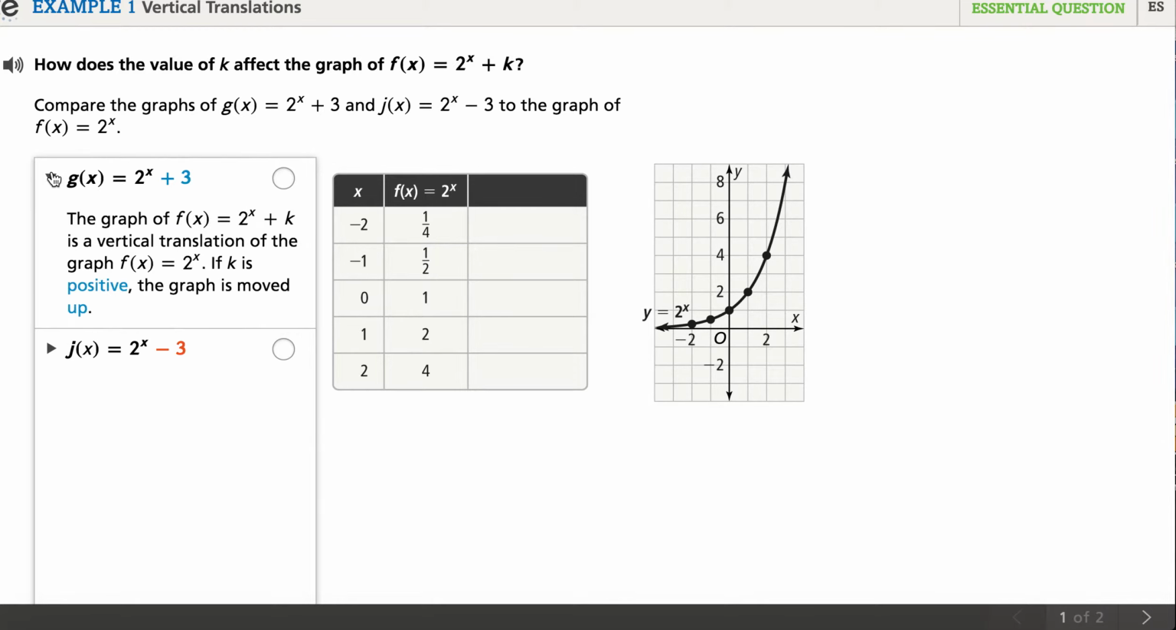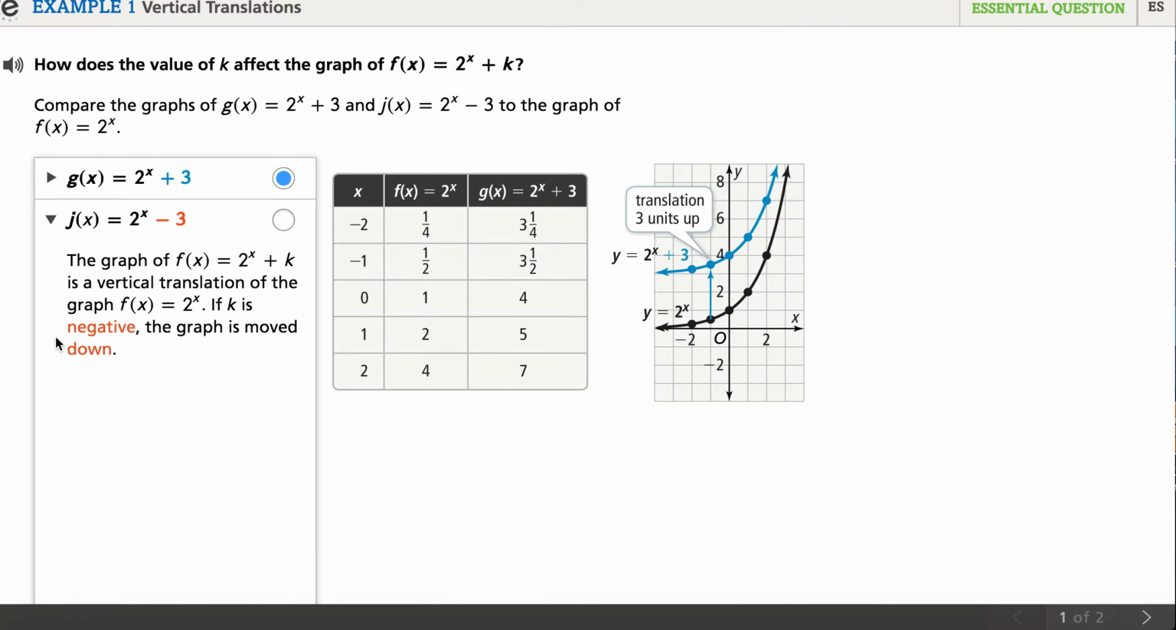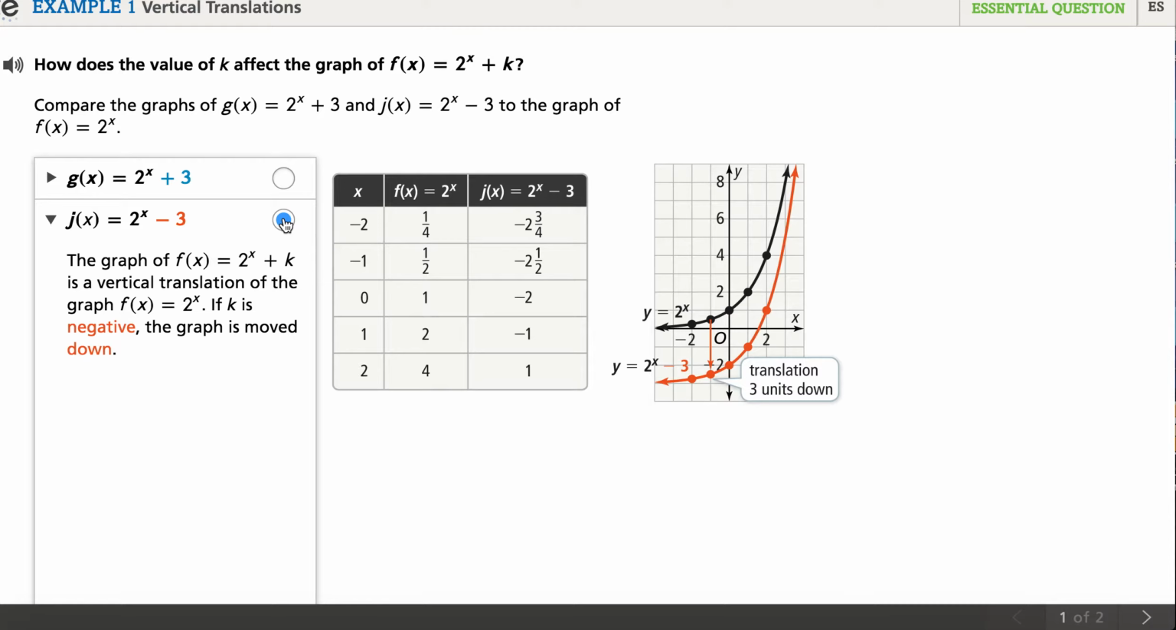Let's see now. The graph of f of x, 2 to the power of x, as you see here. The translation is 3 units up. Let's see now when it's negative. What happened when k is a negative number? The translation is 3 units down. It shifts down 3 units.